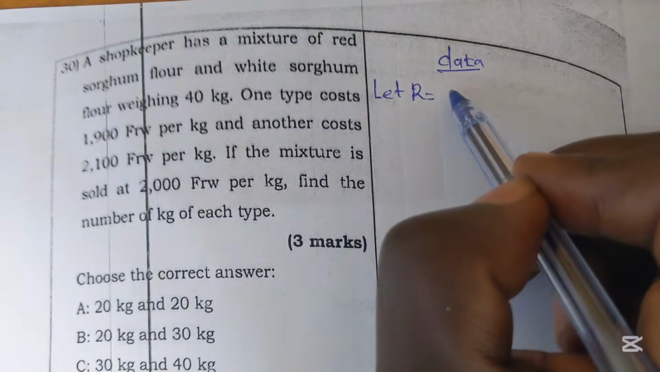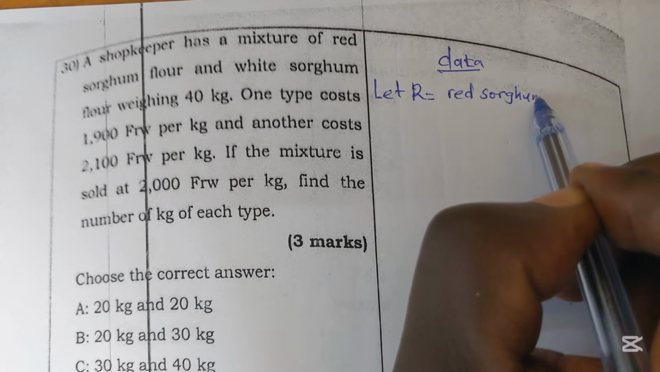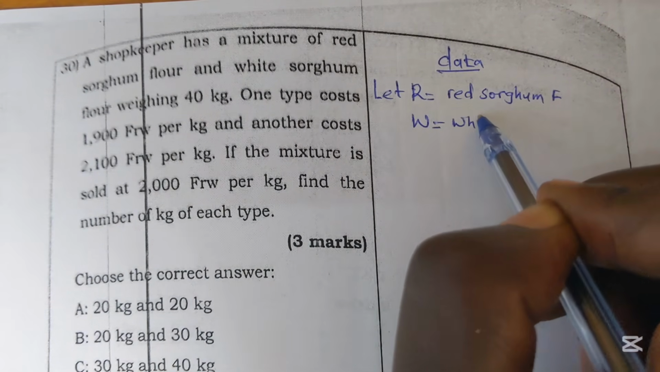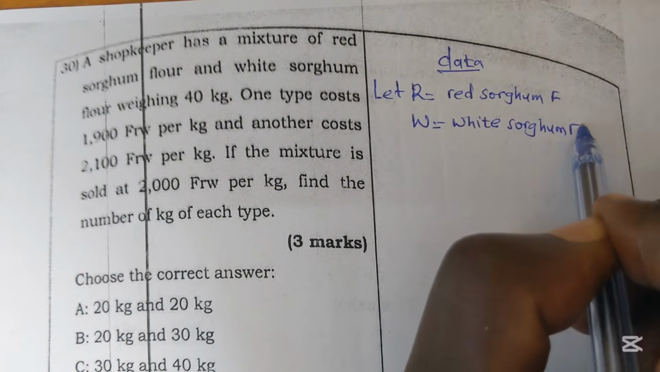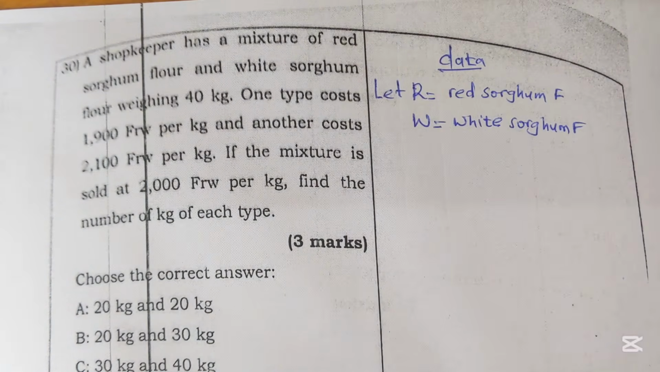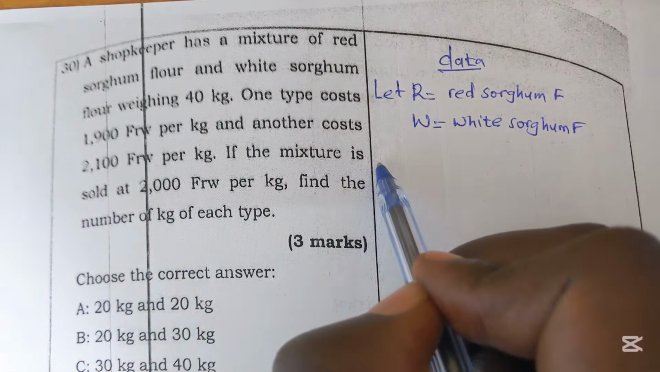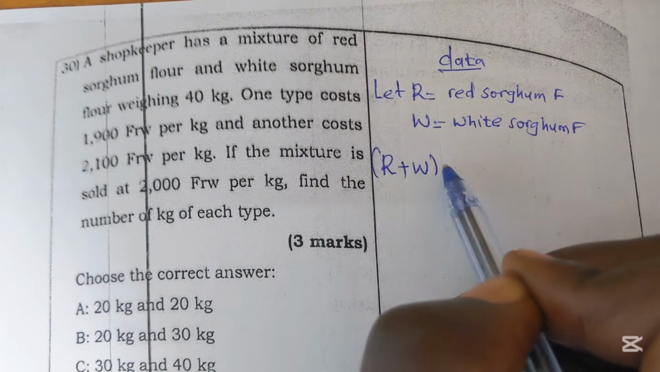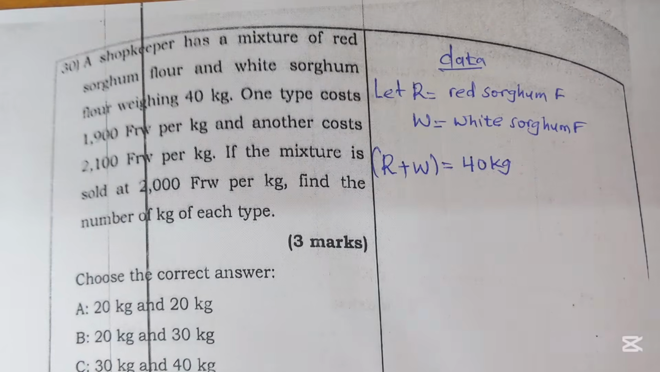sorghum flour, whereas W be white sorghum flour. Okay, we are given that R, the first type, plus the second type equals 40 kilograms, right?